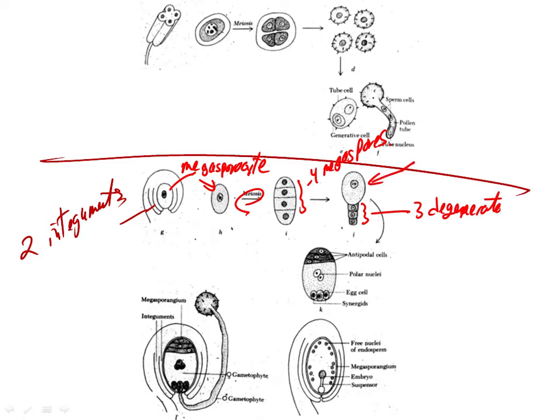And here's the megaspore. It is sometimes called the functional megaspore on this. So all of that detail is a little bit extraneous. What you just need to know is the same kind of things we would draw in the life cycle.